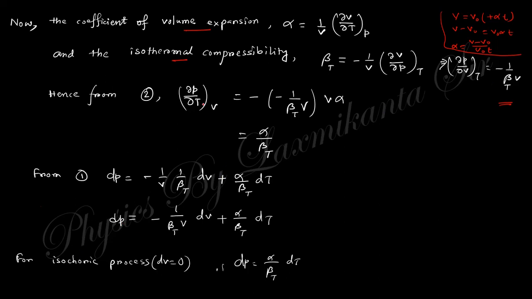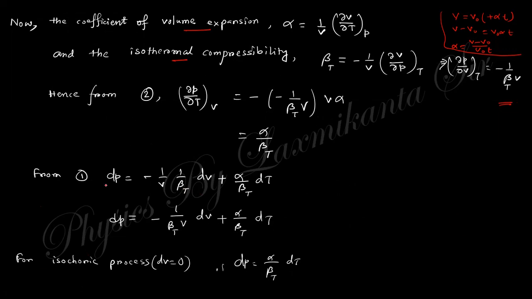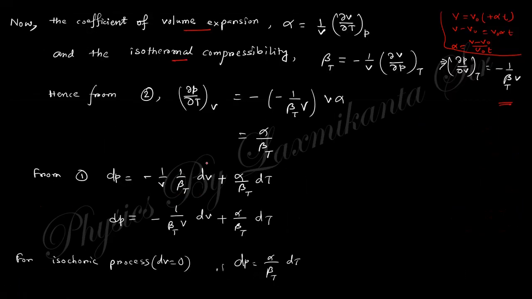Sorry, del P del T at constant V, and another one, del P del V. This is one, and the next one is del P del T at constant V. So this is like that. If you put this value in equation 1, you will get this one. So rearranging them, you will get this one.